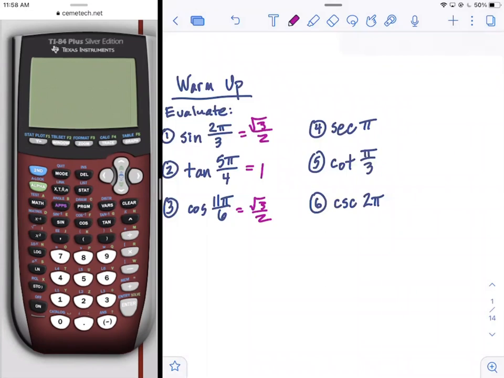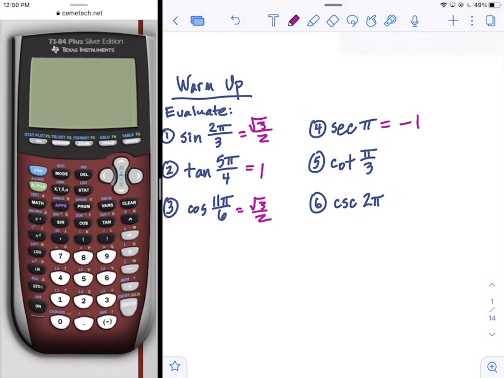Pi, that's a quadrantal angle. That lands on the axes, that's over at 180. The ordered pair is negative 1, 0. Secant's the reciprocal of cosine. What's the reciprocal of negative 1? Negative 1. Yeah, it is its own reciprocal.